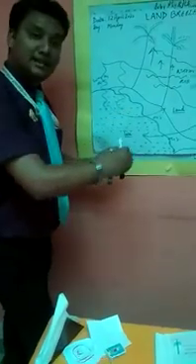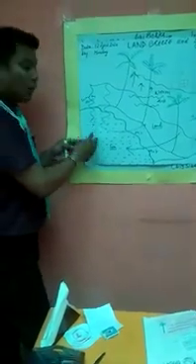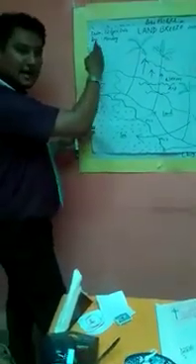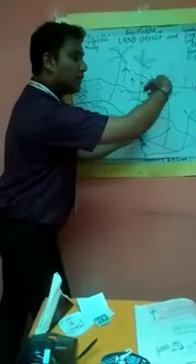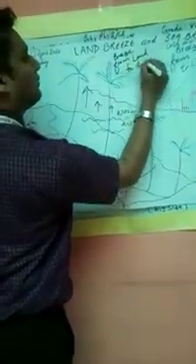In the night, the land gets cooler faster compared to the sea. The hot air rises up, and the cold air from the land moves to the sea. So this is called land breeze. Land breeze is basically breeze from land to sea.